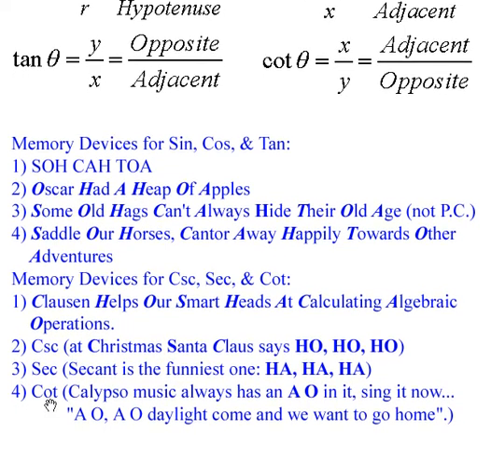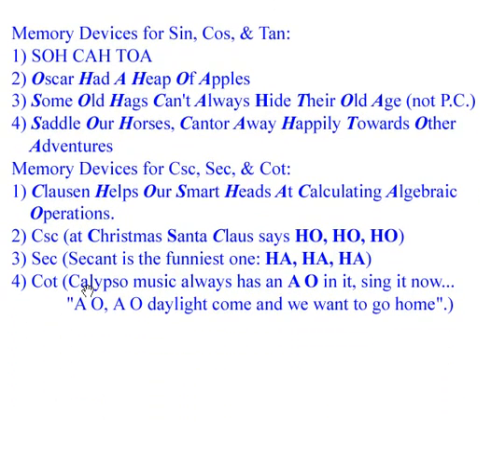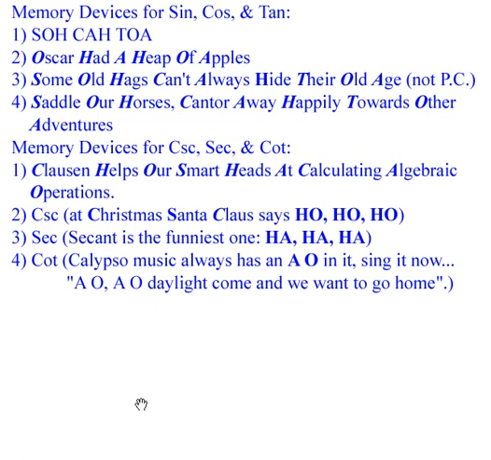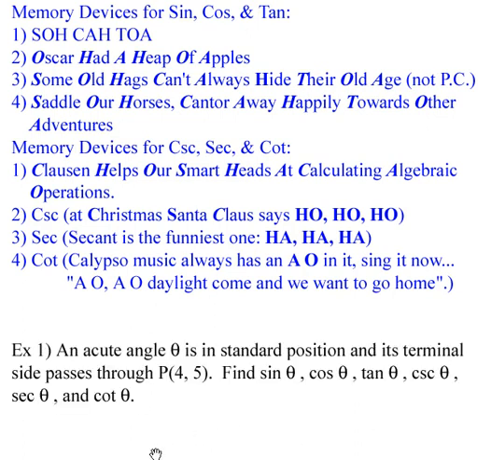Secant is the hypotenuse over the adjacent. Cotangent, I know, this is kind of a strange one, but calypso music, all the good old calypso songs had an AO somewhere in that. Somebody was singing AO, AO, you know, daylight coming, we want to go home. So cotangent is AO, adjacent over opposite. Whichever memory device works for you, as long as you can remember what they are, it's important that you memorize them and start memorizing them today.